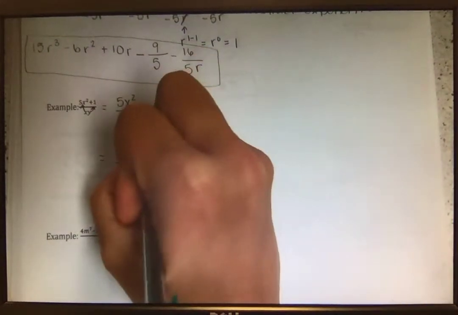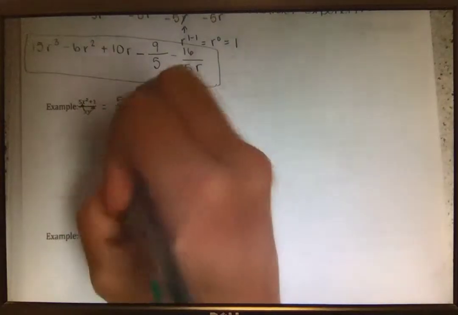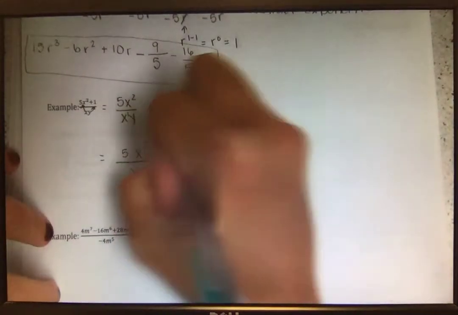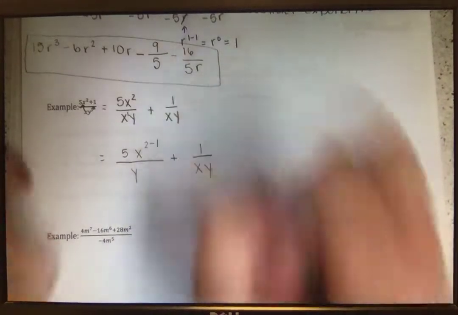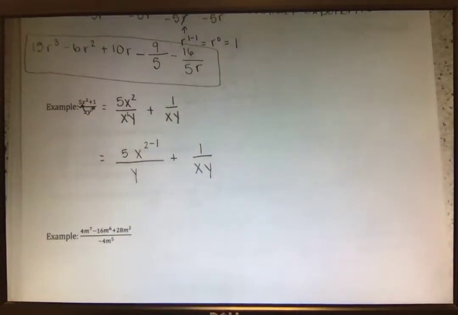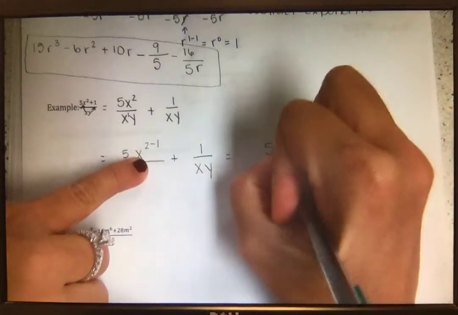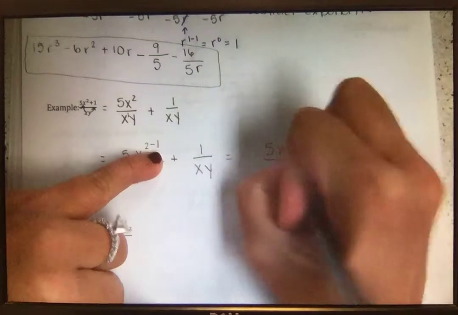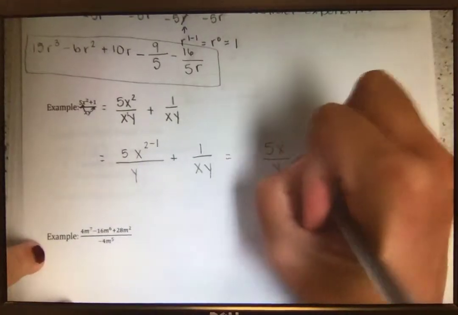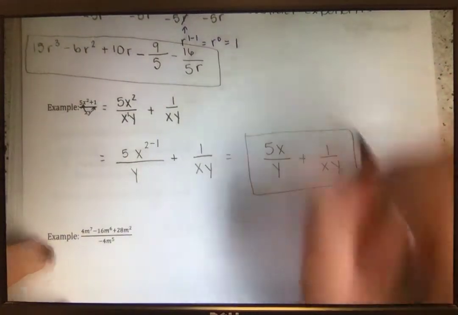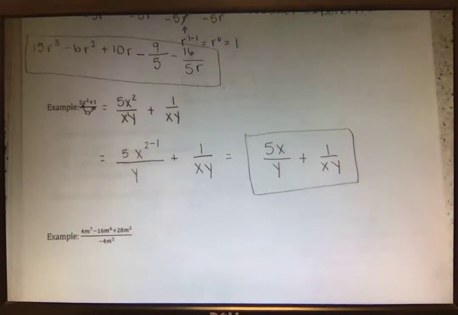Dividing, we can subtract our exponents, so 2 minus 1. That 1y is on the bottom, so it's going to stay on the bottom, plus 1 over xy. There's nothing to combine with those xy, so they're just going to stay on the bottom. So we're left with 5x. 2 minus 1 will give us x to the first power, or just x, all over y, plus 1 over xy. We're going to leave these as separate fractions. That'll be our final answer. So 5x divided by y plus 1 over xy.